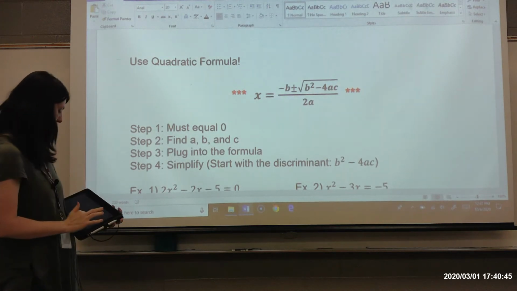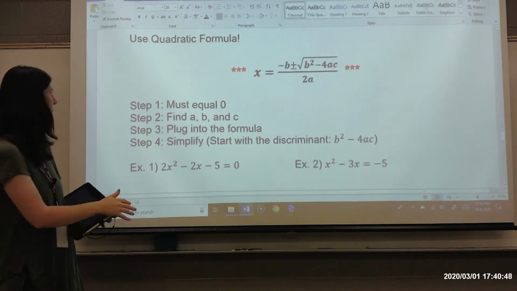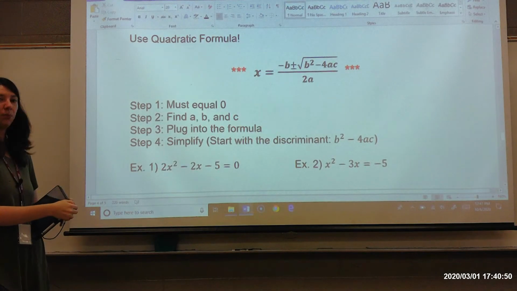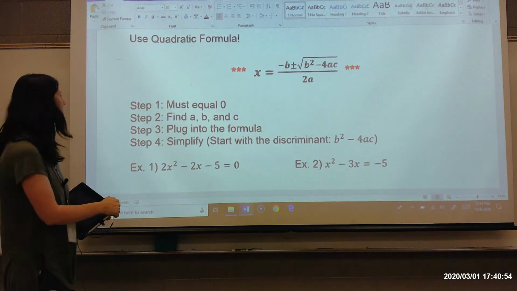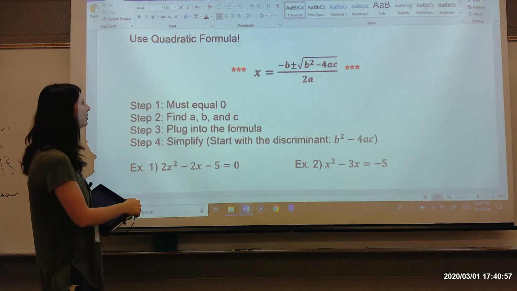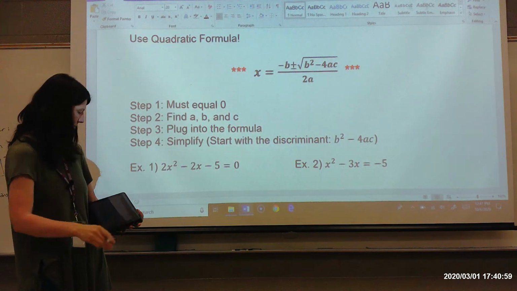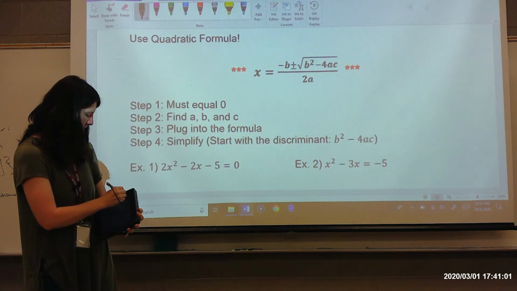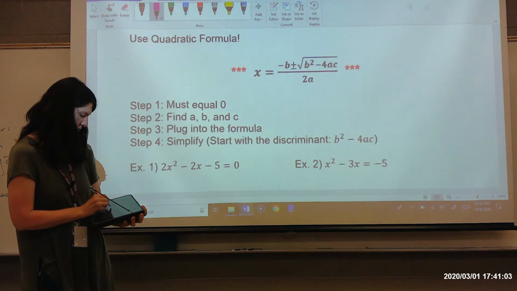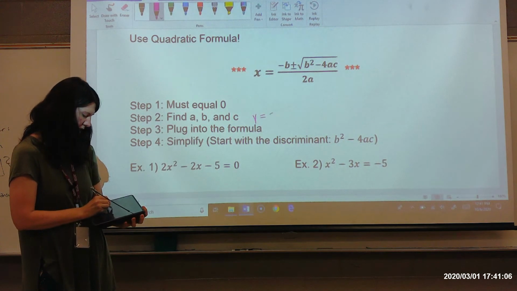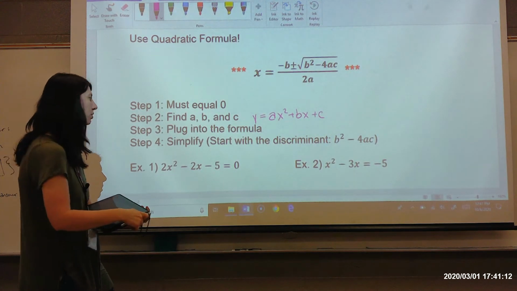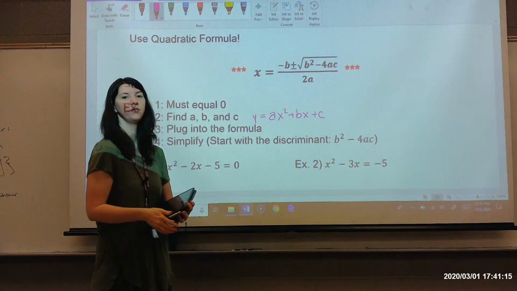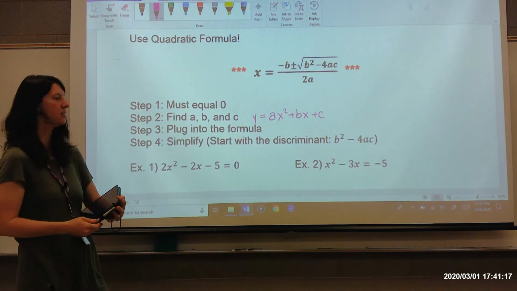Okay, here are your basic steps. Step 1, it must equal 0. So just like with factoring, we've got to get it equal to 0 first. Okay. Step 2, we then find our a, b, and c. So think about standard form. Your standard form is y equals ax squared plus bx plus c.